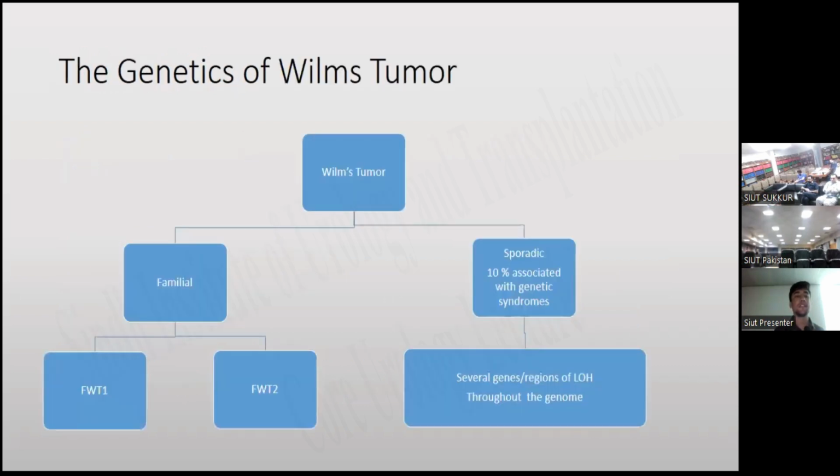The genetics of the Wilms tumor: either it can be familial or it can be sporadic. In the familial, the most common genes involved are WT1 and WT2. And in sporadic, about 10% are associated with some syndromes, and there are several other genes involved that we will discuss in the coming slides.